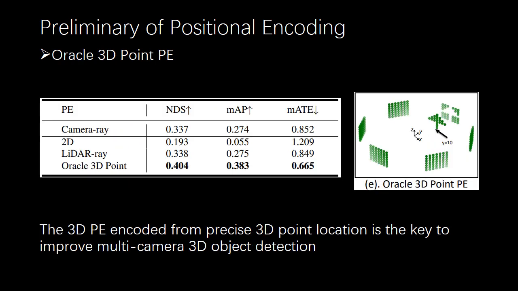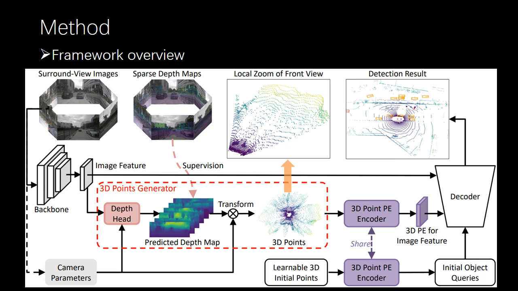As for the 3D point PE with ground truth depth, named Oracle 3D point, a significant improvement is achieved with 6.7% NDS, 10.9% mAP, and 18.7% mATE respectively, which verifies that the 3D PE encoded from precise 3D point location is the key to improve multi-camera 3D object detection. As a camera-only system cannot gather ground truth depth information, we introduce a lightweight depth estimation module to substitute for the inaccessible GT depth. Here is the overall architecture of our proposed pipeline.